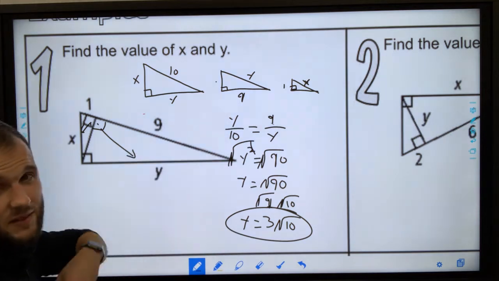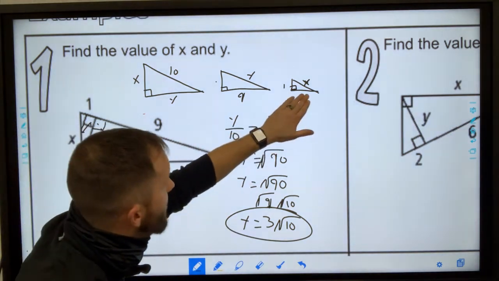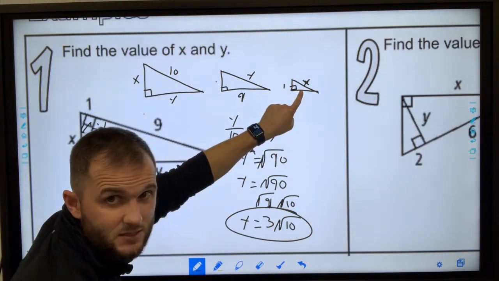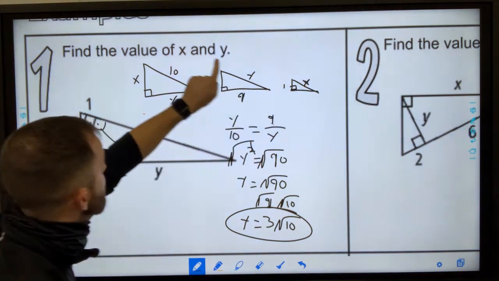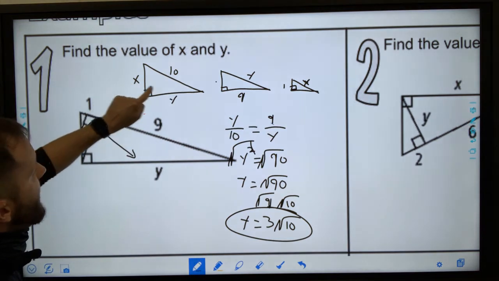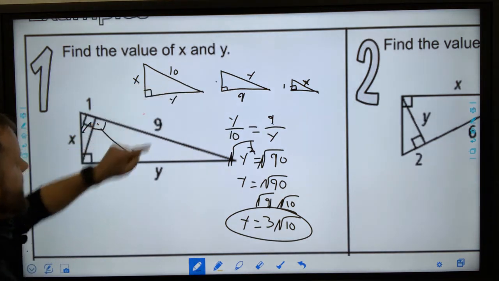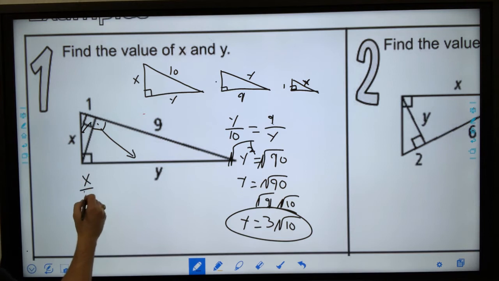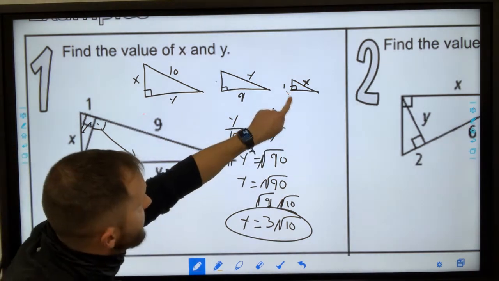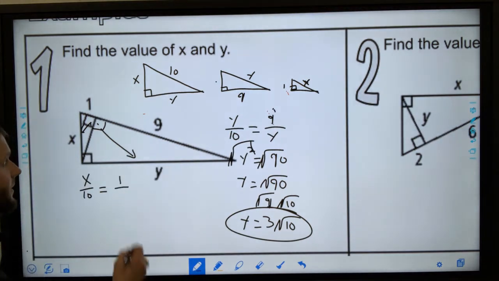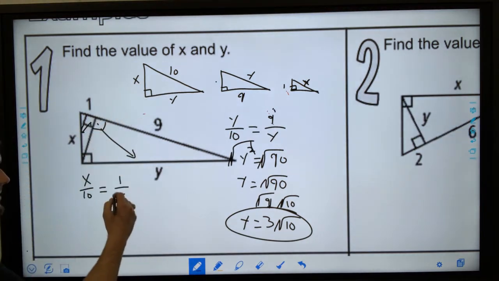So now let's go ahead and find the value of x. So right now, this triangle over here, I'm looking for the value of x, okay? So again, x is my hypotenuse to the big triangle. I have x right here, but the hypotenuse is 10. So I'm going to do x over 10, okay? And then on this triangle right here, my little leg is 1, so I'm going to put 1 on top, and my big leg is going to be x.